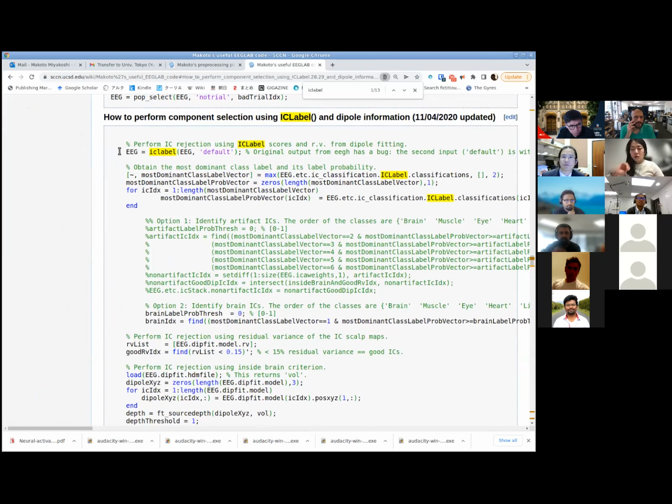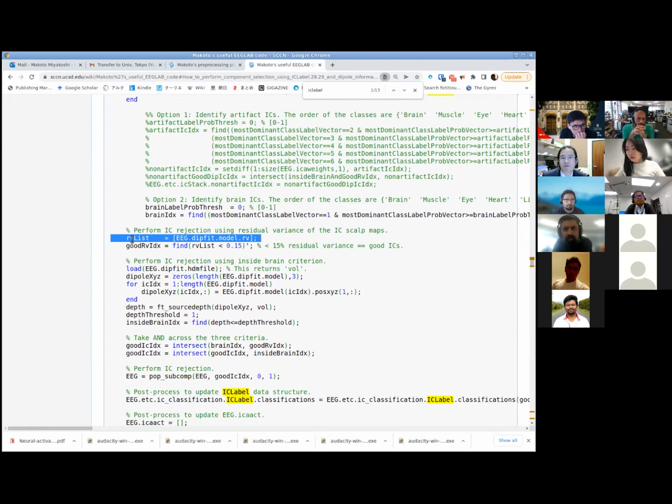So this is how to perform component selection using IC label and the dipole information. Basically, you need to copy and paste for your code, so you need to know how to code in MATLAB. But I can give you a very simple explanation. Here, you run IC label. This generates critical information about each independent component, such as 76% brain and 12% muscle and stuff like that for all the independent components.